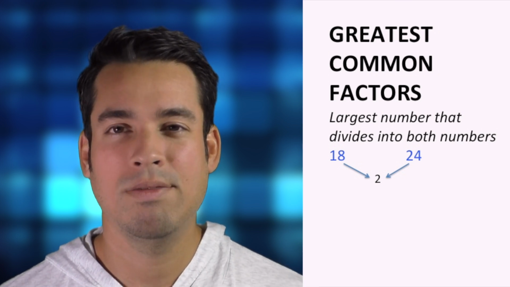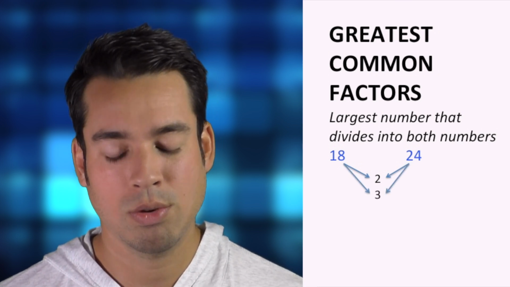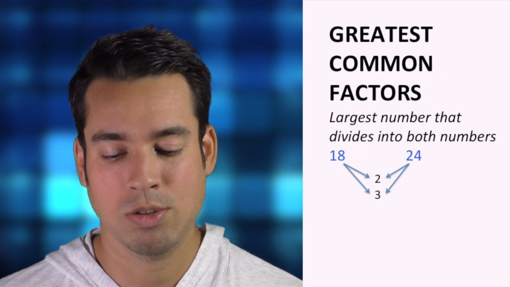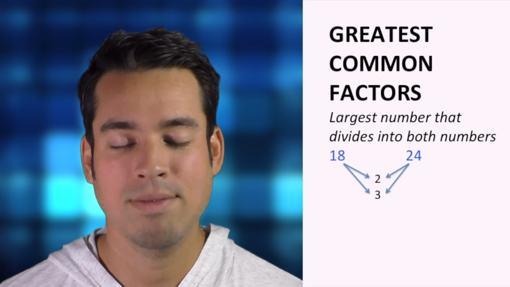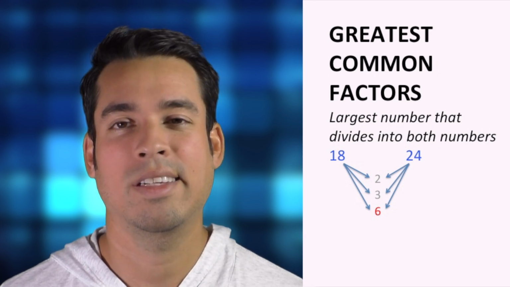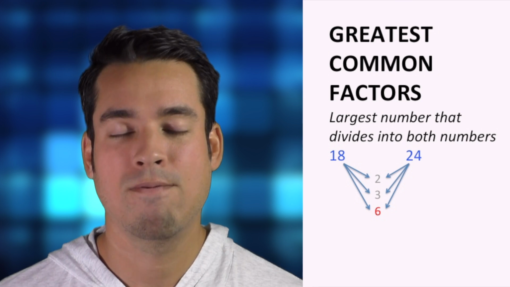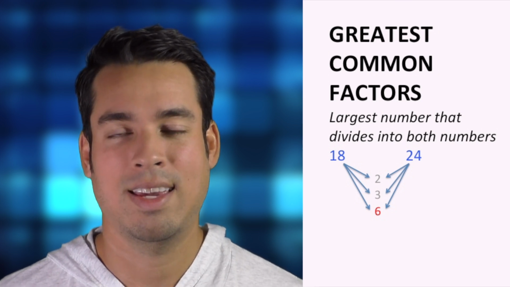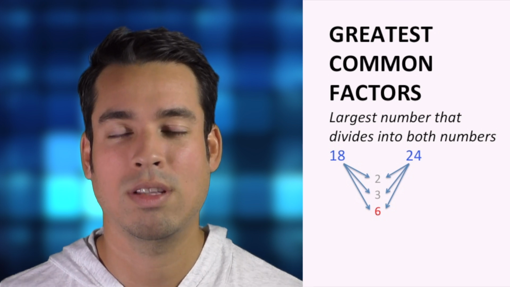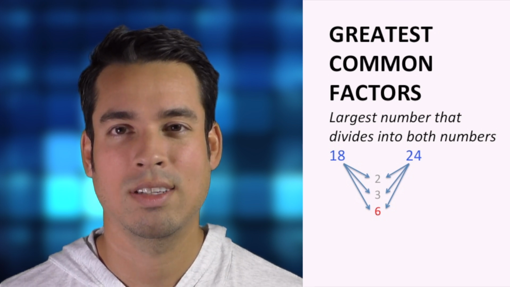But let's see if we can get something bigger. Well, they can both be divided by 3 as well. 3 is also a factor. So that's larger than 2, so 2 can't be the greatest common factor. But what else? We also have 6. Okay? 6 goes into 18 3 times. 6 goes into 24 4 times. So in this case, 6 is the greatest common factor out of all the common factors.